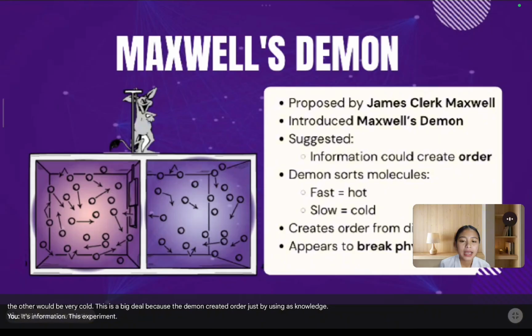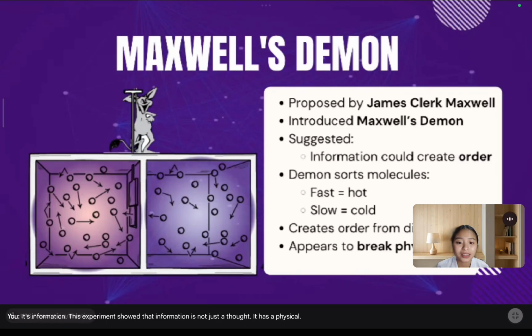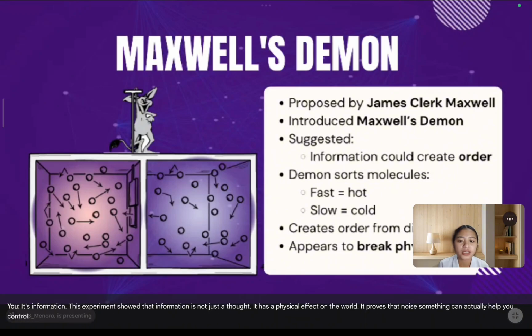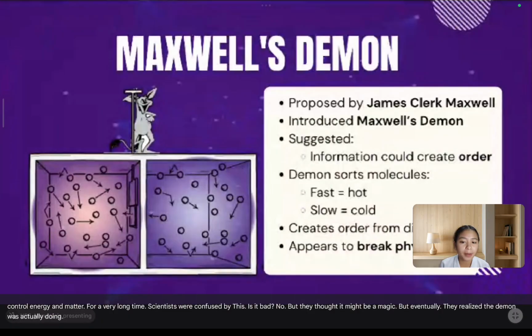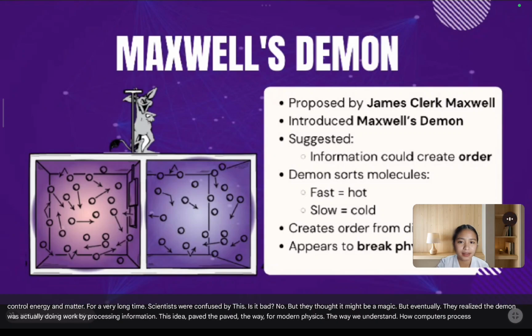This experiment showed that information is not just a thought. It has a physical effect on the world. It proved that knowing something can actually help you control energy and matter. For a very long time, scientists were confused by this. Kasi, bakit nga ba? Ano bang meron dun? They thought it might be magic. But eventually, they realized that the demon was actually doing work by processing information. This idea paved the way for modern physics, the way we understand how computers process data.